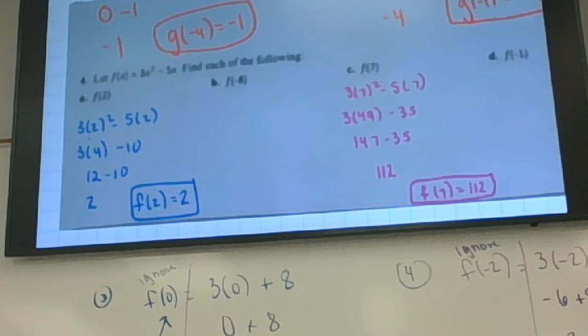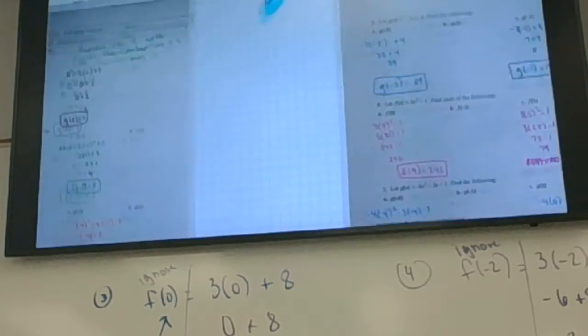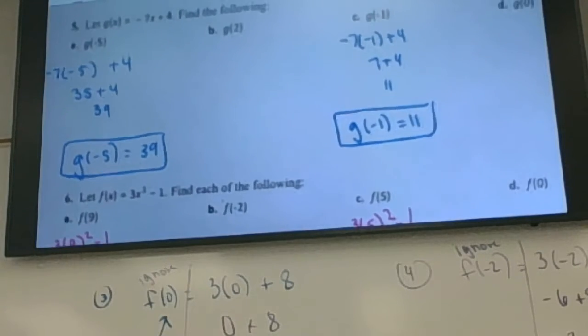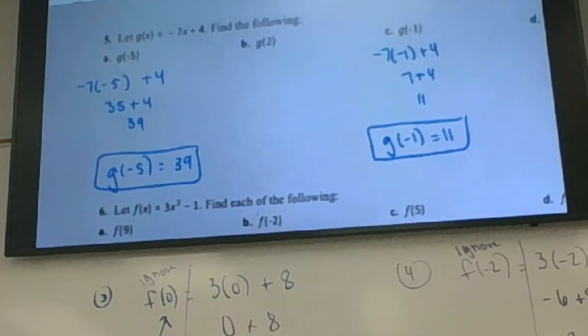Alright, let's flip. Anybody brave enough to call out their answer right now? Just say it. 39. What about C? 11. I think I actually like that. So 5 was the easiest equation on here. What made 5 so much easier?